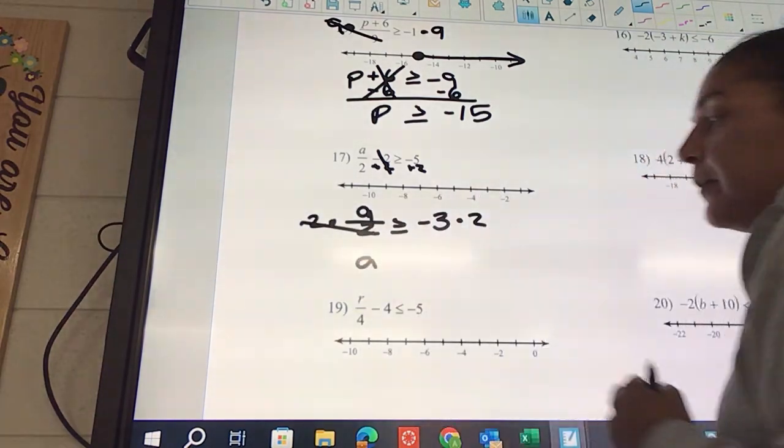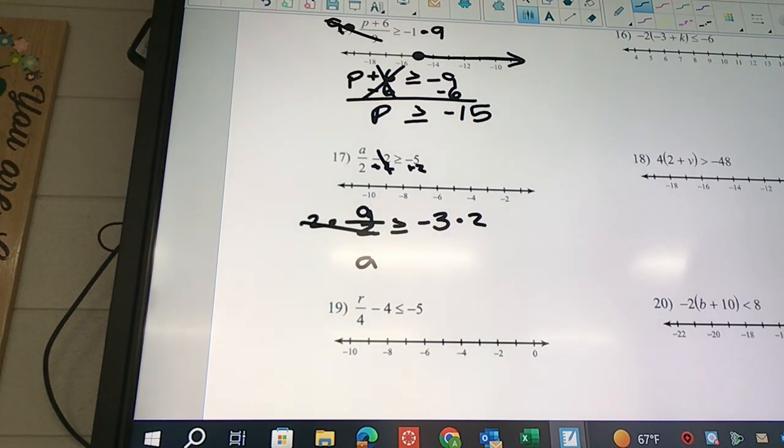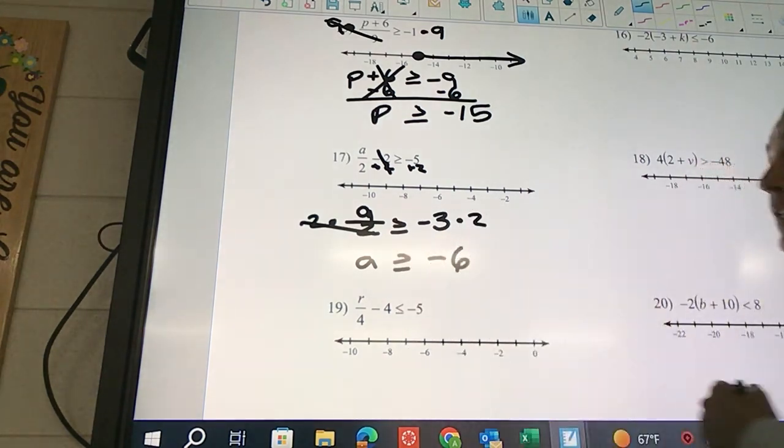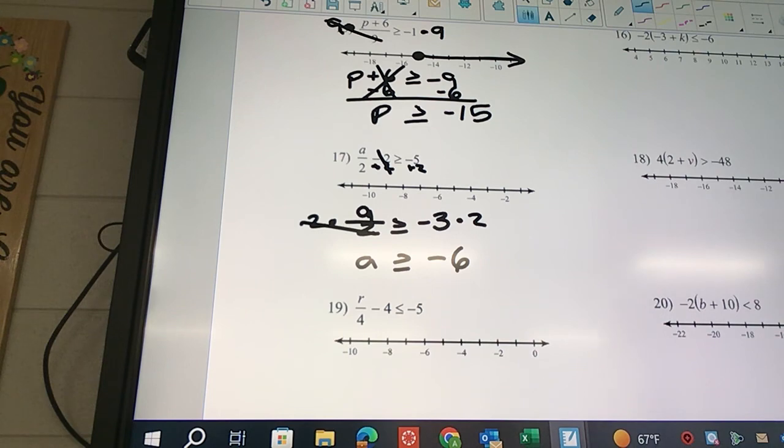Do we need to flip? No, because it's a positive. The 2 is positive. So although the 3 is negative, and it's going to be negative 6 for an answer, the 2 is positive. So it's whatever we do, not what we end up with, not what we started with, whatever we do.